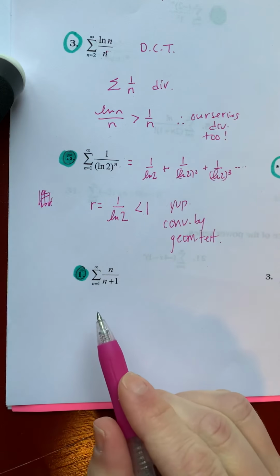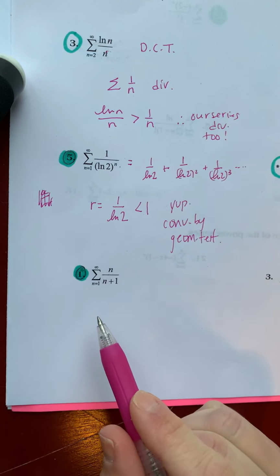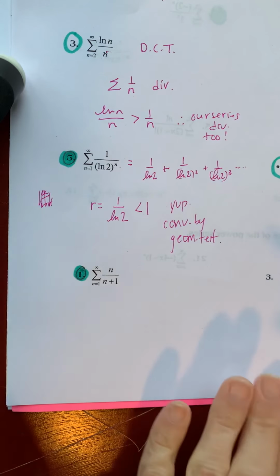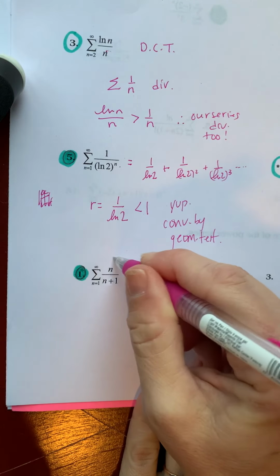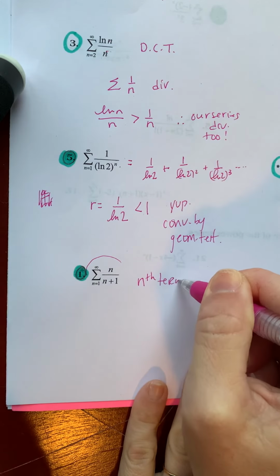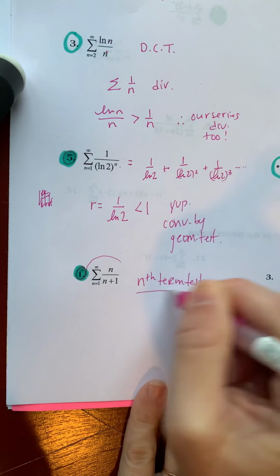Number 1 again. Isn't that fun how that happened? Just kidding. The numbering is just weird. So number 1, oh no. Direct comparison test. I'm sorry, nth term test when I look at it. Finally, the nth term test is helpful.